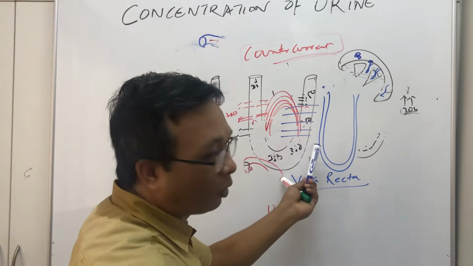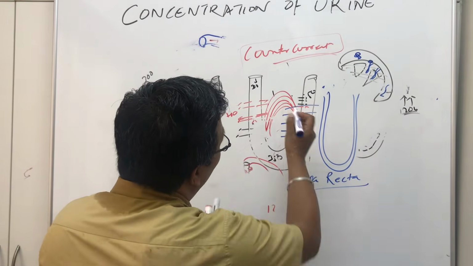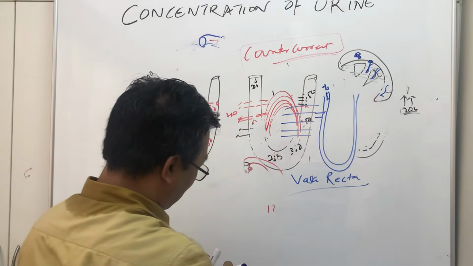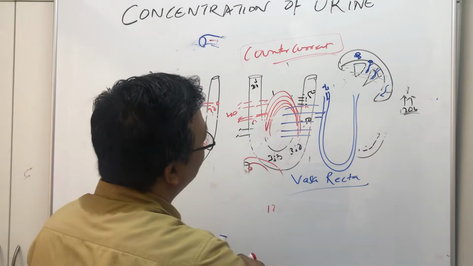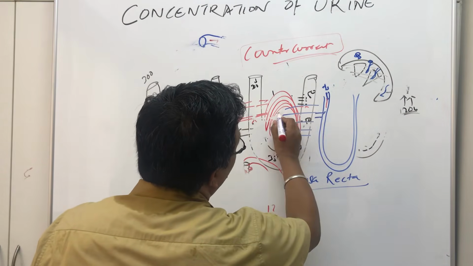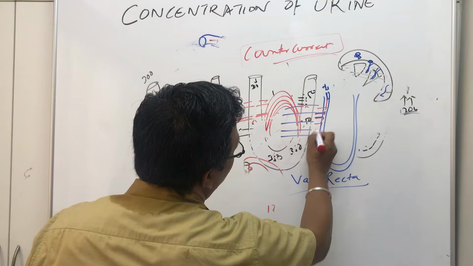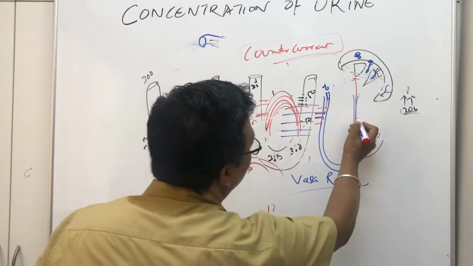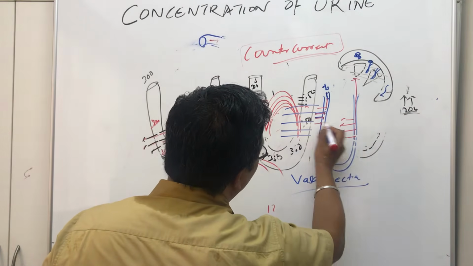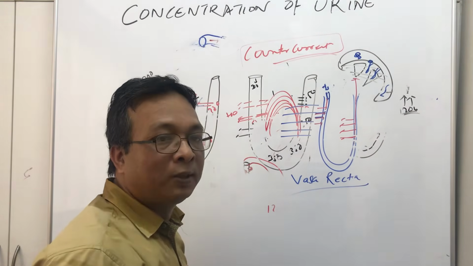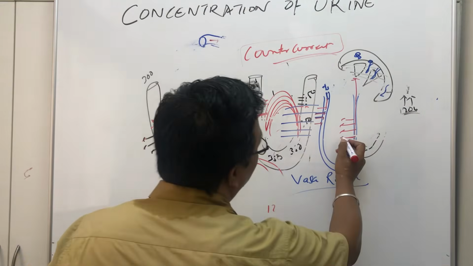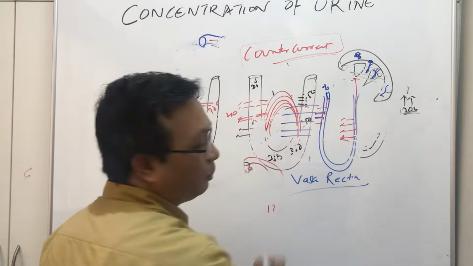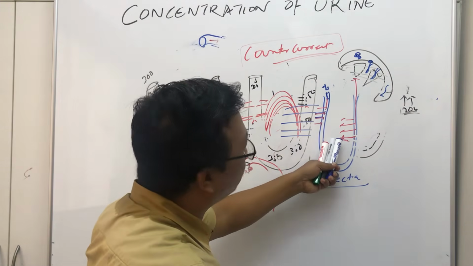Okay, the blood vessels are also coiled. So suppose the blood is flowing from here, and during the time when the blood is flowing down here, lots and lots of sodium chloride is being reabsorbed. But when the blood moves up and goes out towards the renal vein, all this sodium chloride that was reabsorbed is being thrown back, being secreted back. So whatever they absorb, they throw back.